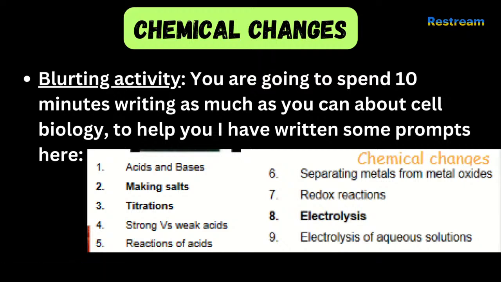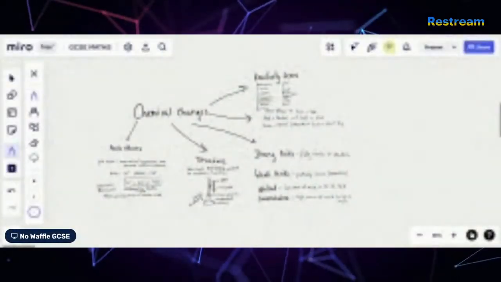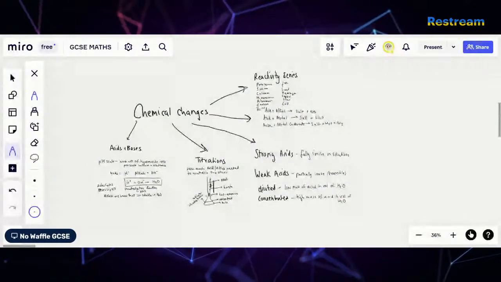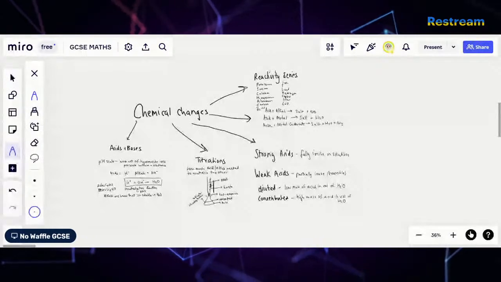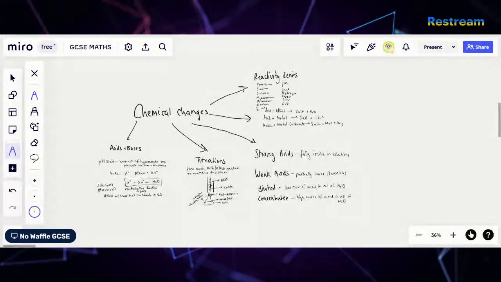Okay, everyone, if you are done, hopefully we're now going to go over them. So make sure if you've missed anything, write it in a different coloured pen. And let's get started by looking at what we can write. So the first requirement was talking about acids and bases.